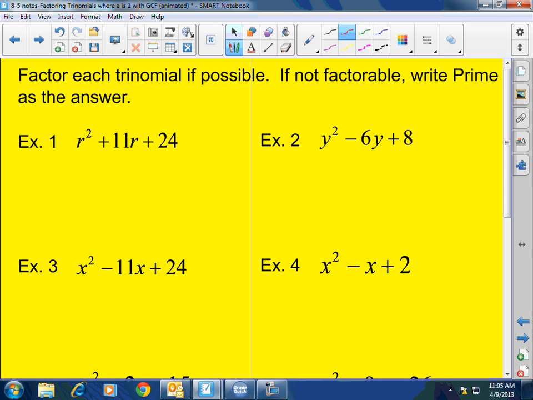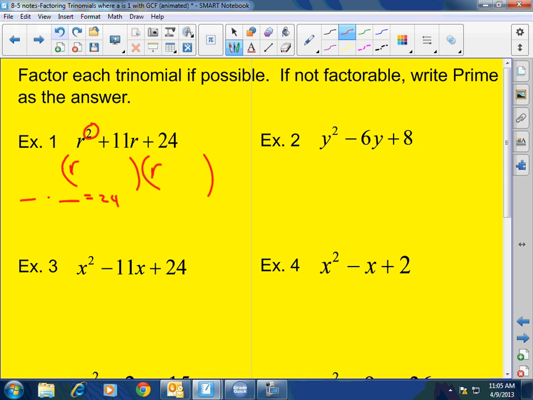R squared plus 11R plus 24. First, my setup. I have a squared here, right? So it's going to be R and R because half of 2 is 1, and you split that evenly, right, guys? Remember, if this was R to the 8th, that'd be R to the 4th, R to the 4th, right, guys? Okay, so make sure we understand that.